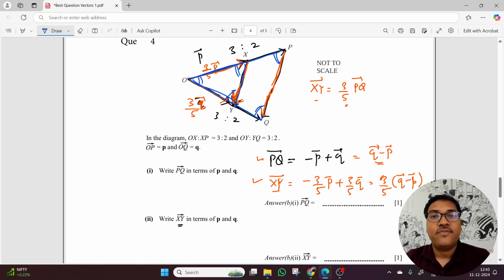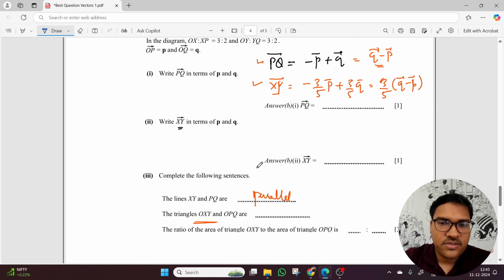That means these two triangles have all equal angles. Angles of one triangle will be equal to angles of the other triangle. That means they will be similar triangles. So you see what is the answer for this? This is similar triangles.